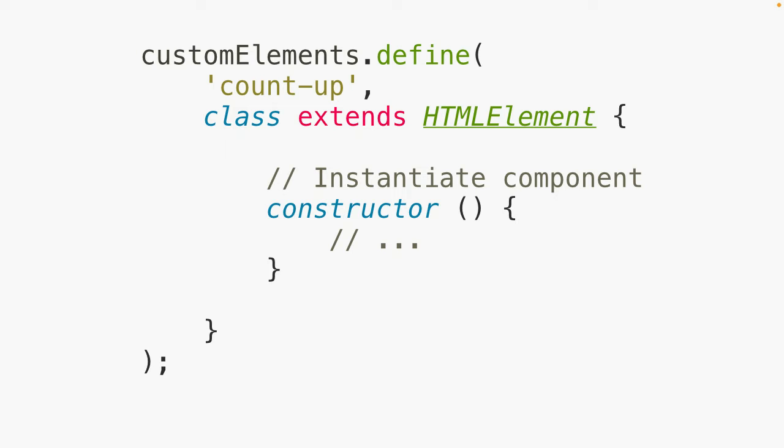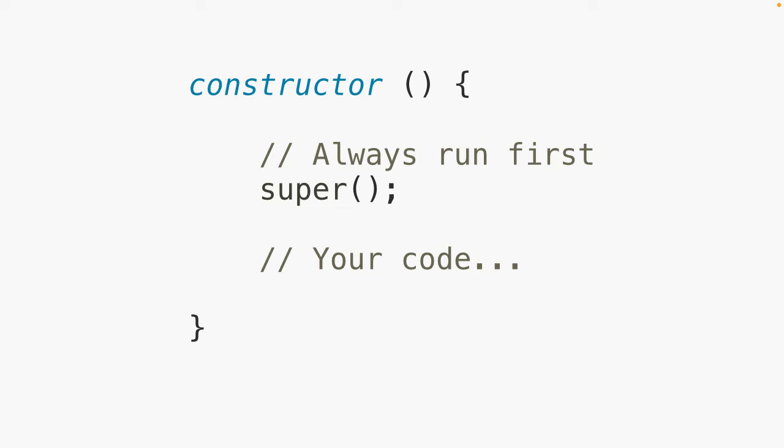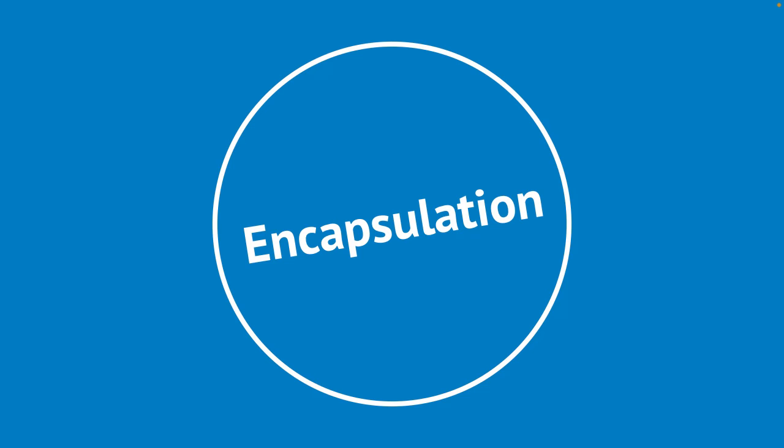And in that class, you include a constructor method that runs automatically on each element and creates a unique instance of your web component. Inside the constructor, you always run the super method first. This gives you access to the properties and methods of that HTML element class that our web component class is extending. And then after that, you can run any of your custom code. So let's look at some of the things we might do there.